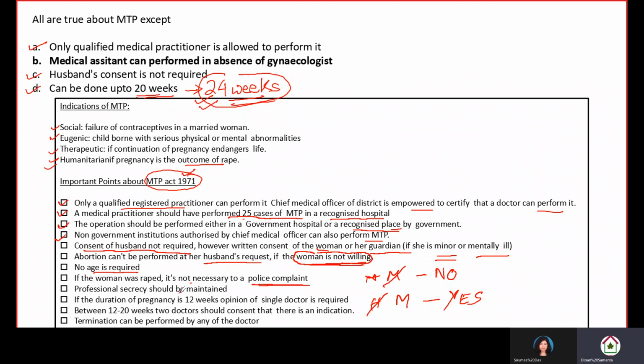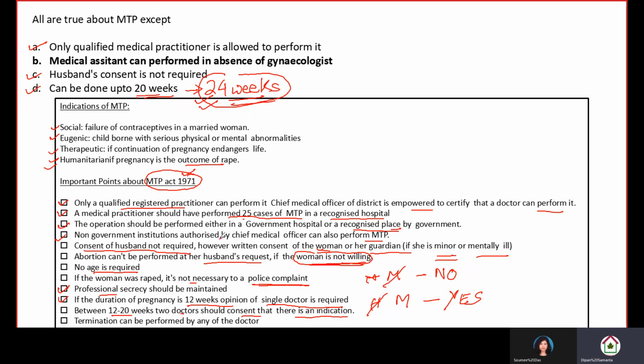Okay, professional secrecy should be maintained by the doctors and the institution where it is done. If the duration of the pregnancy is up to 12 weeks, then the opinion of a single doctor is required. If it is between 12 to 20 weeks, 2 doctors should consent that there is an indication for MTP. Otherwise, you cannot go for MTP. Termination can be performed by any doctor and is permitted up to the 20th week.